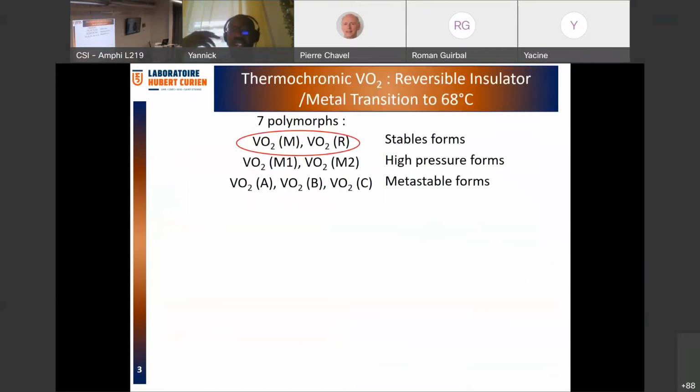This thermochromic vanadium dioxide is interesting because it has a reversible insulator metal transition at 68 degrees Celsius. And the idea of this project is then to reduce this temperature to go close to room temperature. However, this material is a bit complex because it can have a lot of forms. It has up to 7 polyforms. However, here I'm going to focus on these 2 stable forms.